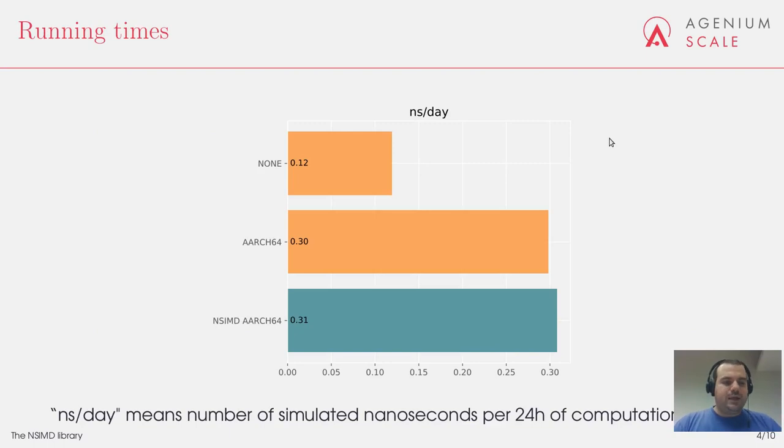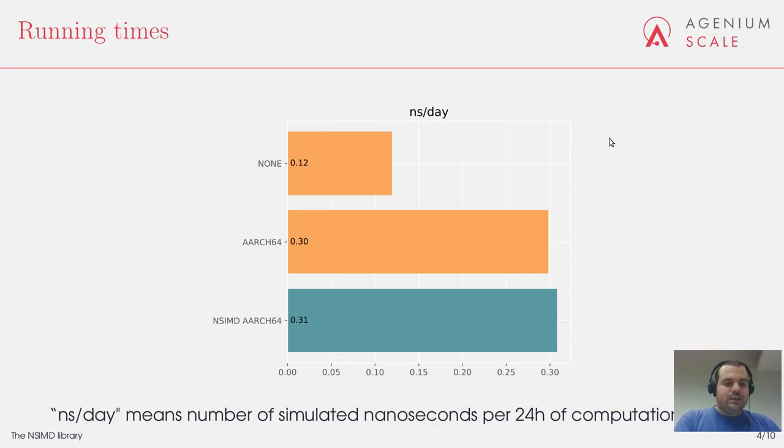So you have three lines. The first one is the NSD counter of GROMACS when GROMACS is compiled without any SIMD backend. The second line is GROMACS compiled with the AArch64 SIMD backend. It's native code. And the third line is GROMACS compiled with NSIMD, which itself is compiled using the AArch64 backend. As you can see, we have the same value for the NSD counter, which means that NSIMD doesn't incur any overhead on the execution time of GROMACS.